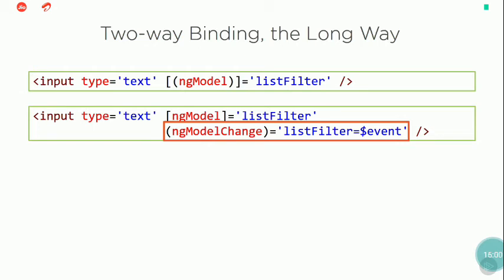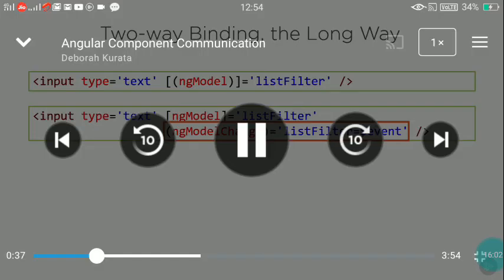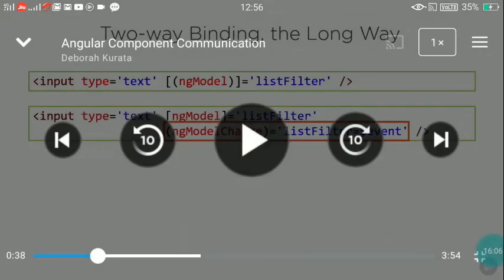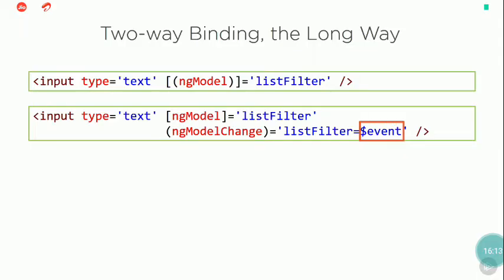When we catch the user's change, we update the listFilter property in the component with that change as defined by $event. $event holds the payload, or contents, of the emitted event. In this case, the ngModelChange event tracks the value changes, so $event is that changed value. With this syntax, we still have our two-way binding, just in its long format.